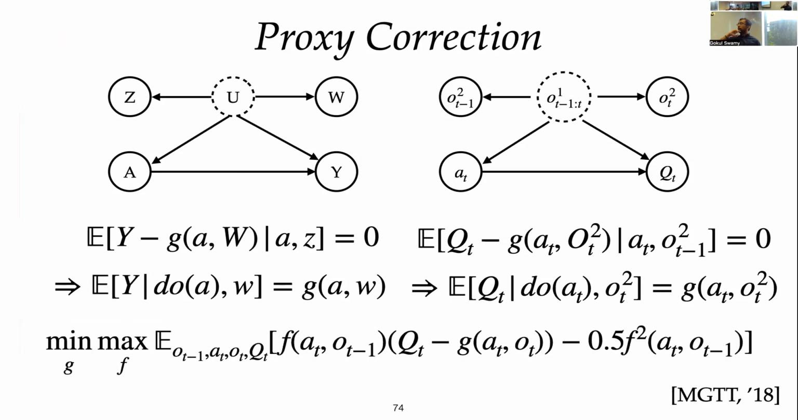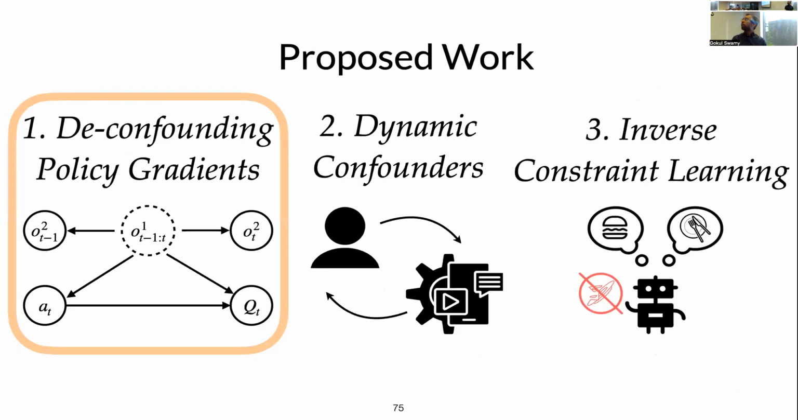And we're able to derive a two-player zero-sum game to allow us to efficiently find a G that satisfies these initial moment restrictions. But yeah, maybe the takeaway from this part is that unobserved confounders can also show up in other settings like reinforcement learning, and a slightly different set of techniques can be applicable for that problem. The next problem I'm going to talk about is dynamic confounders.